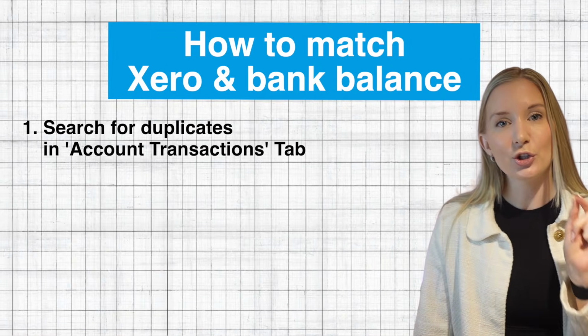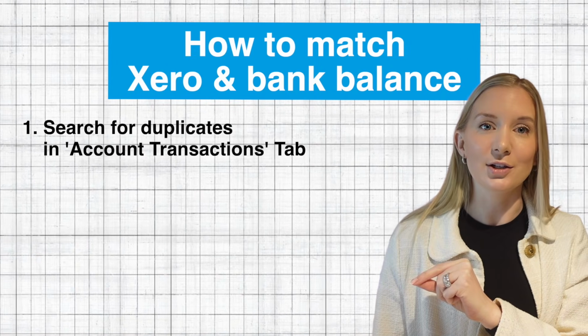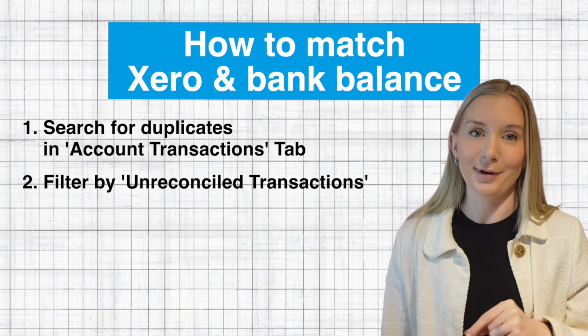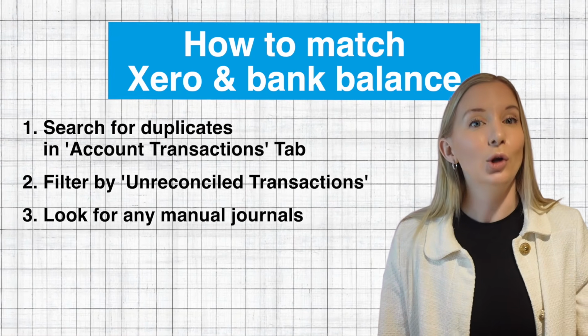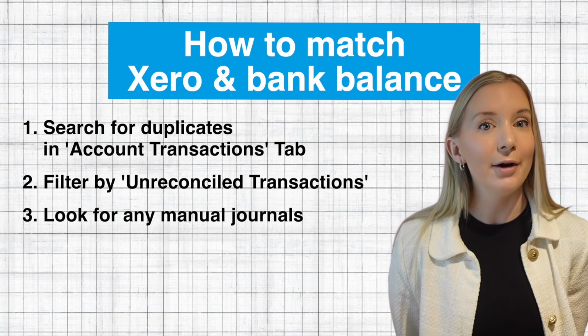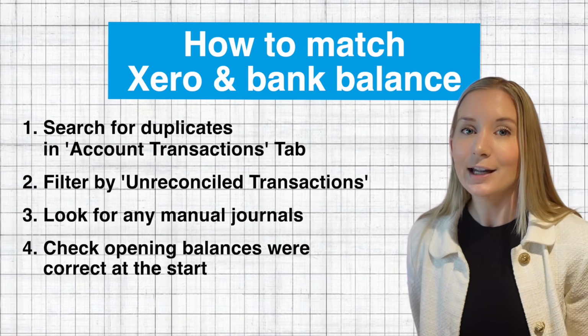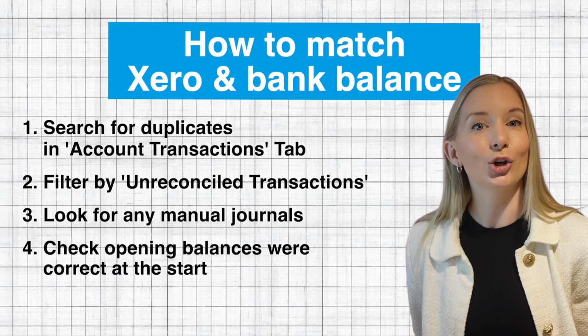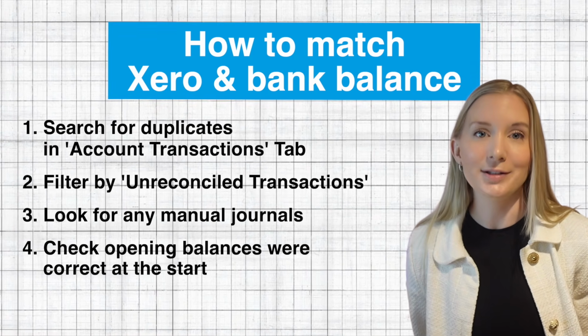The 2026 fix for this, as someone who is an accountant in an accounting firm and fixes this all of the time, is first up to search for duplicates in the account transactions tab. Then we're going to filter by unreconciled transactions. We are going to look for any manual journals someone might have posted directly to the bank account. We are then going to check if the opening balances were entered correctly when you actually started Xero.